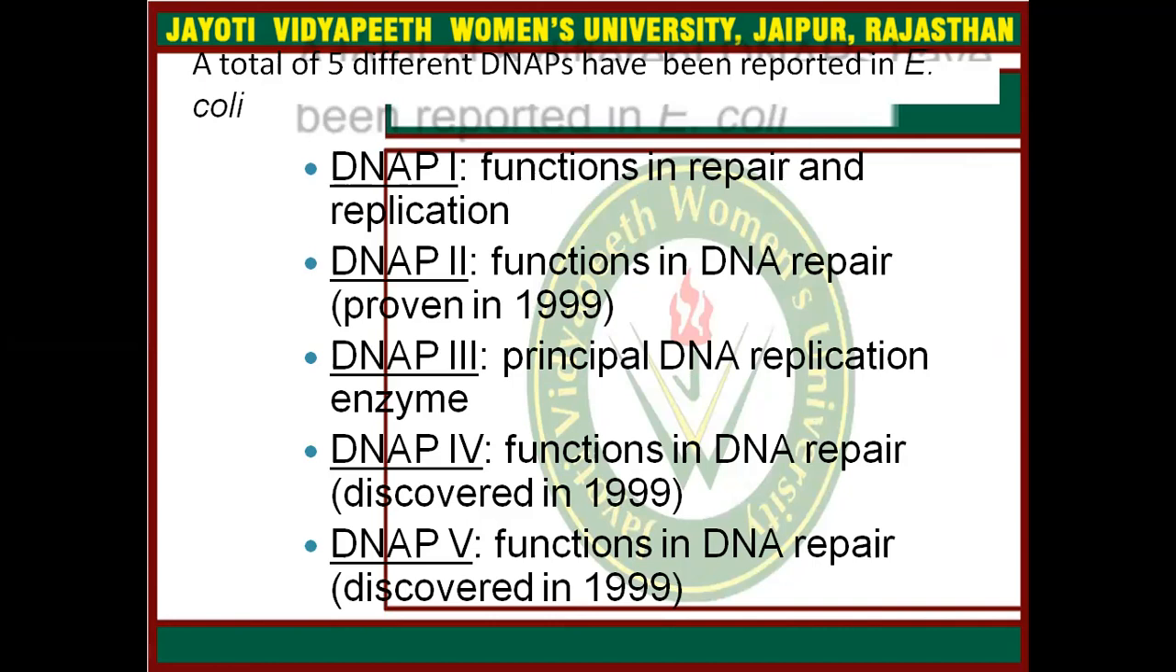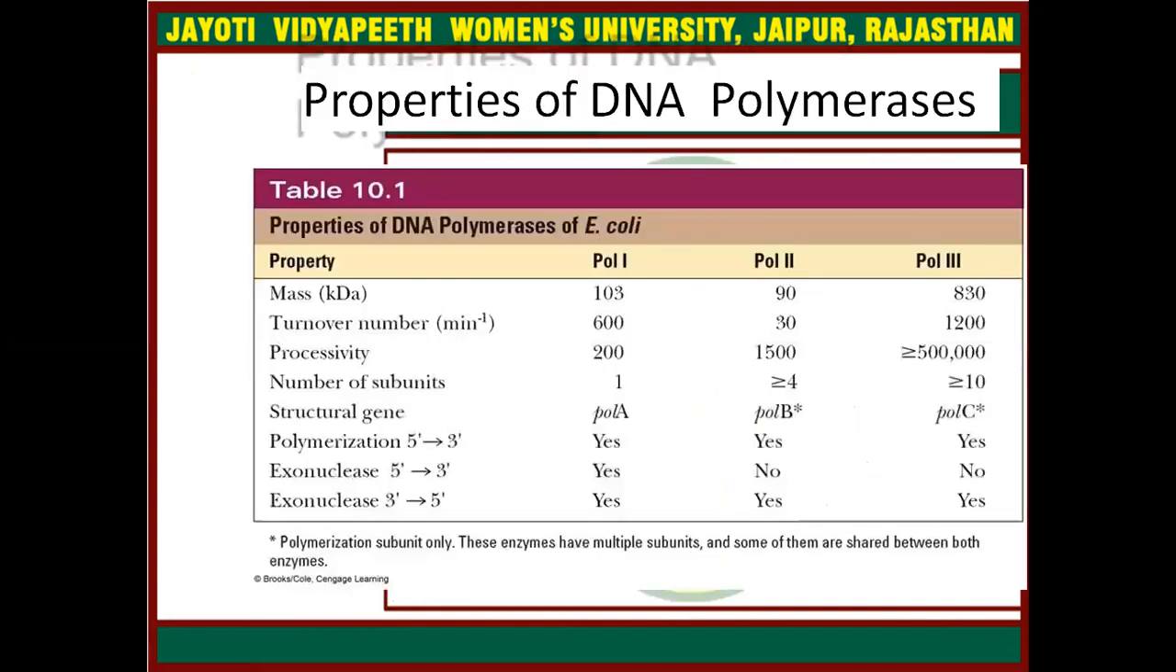DNA polymerase 2 functions in DNA repair, proven in 1999. DNA polymerase 3 is the principal replication enzyme. It is the major enzyme involved in DNA replication. DNA polymerase 4 functions in DNA repair. DNA polymerase 5 functions in DNA repair. They were also discovered in 1999. Now come the properties of DNA polymerase.